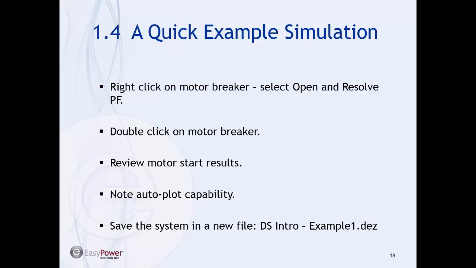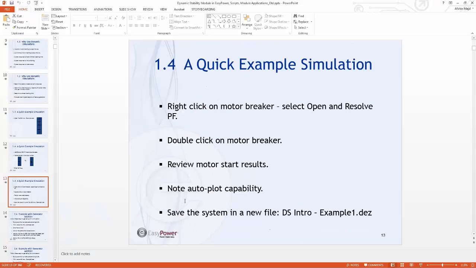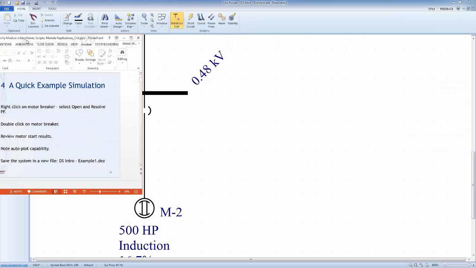Double click on the motor breaker, review motor start results, note auto plot capability, and save the system in a new file and call it DS intro example 1, which becomes the next example. But I'm going to go back here. I'm going to remove this guy.